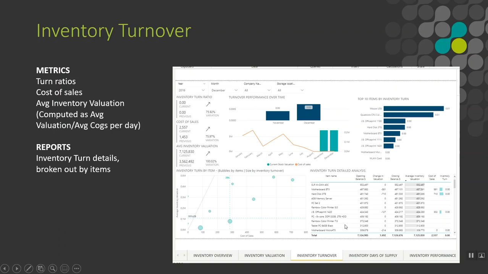The third one is inventory turnover. Straight away, we can see a few metrics here. You've got your turn ratios, you've got your average inventory valuation, which is computed as your average valuation divided by the average costs per day. In the reports, we see inventory turn details broken up by various items. That can be seen here in this bubble chart, and it can also be seen at the bottom right where we have the data broken up by items.